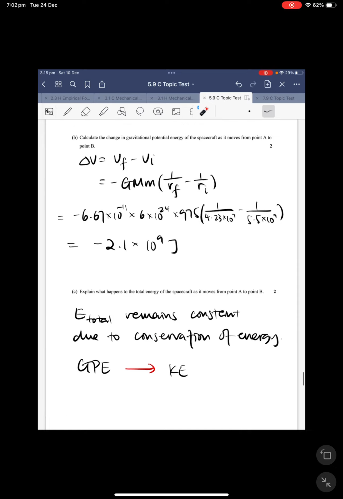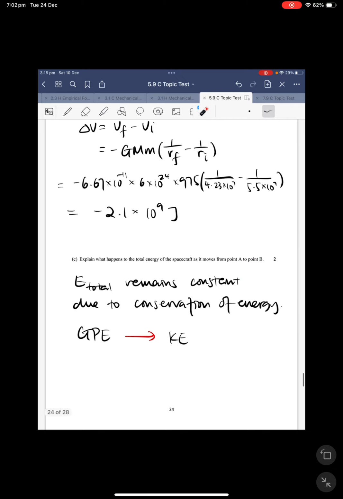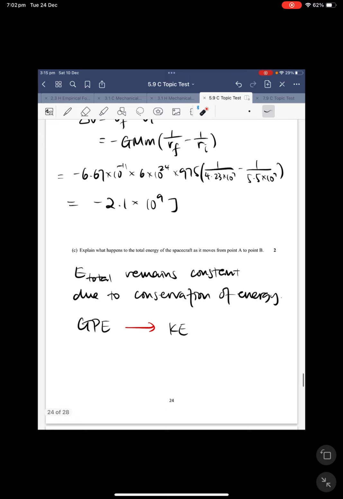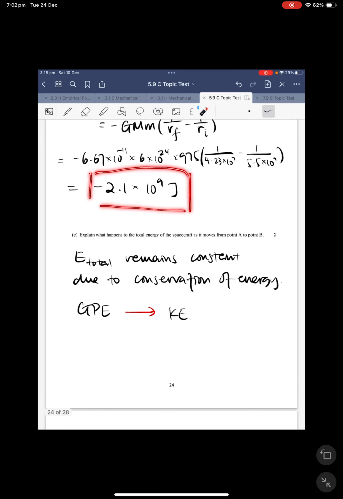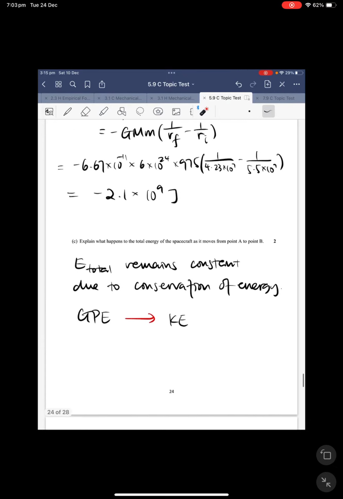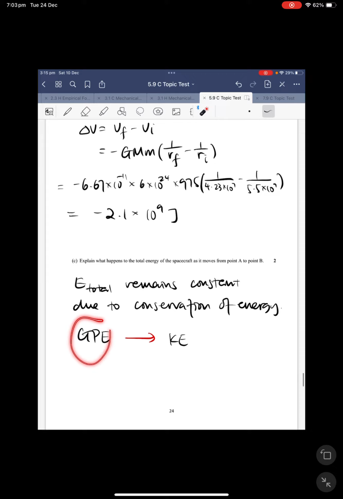Now, part C says, explain what happens to the total energy of the spacecraft as it moves from point A to point B. Due to the law of conservation of energy, the total energy is going to remain constant. But we want to explain why that happens, and that's because even though it's losing gravitational potential energy, it's gaining some kinetic energy. In essence, the gravitational potential energy that is lost is converted into kinetic energy, and that's why at this geostationary orbit, it's going to have a higher orbital velocity than at this orbit right here. So energy is just transformed from one form to another.